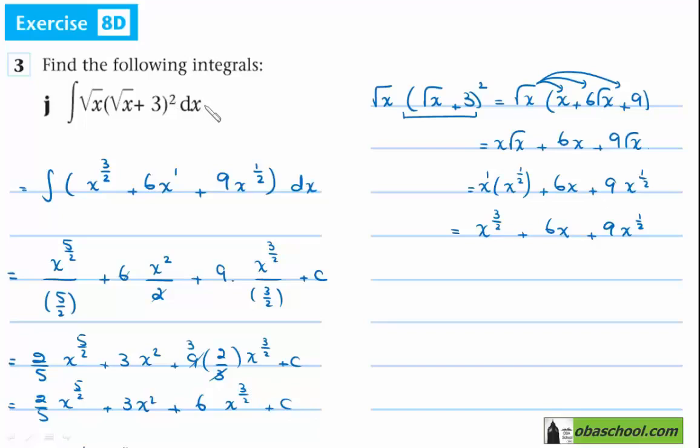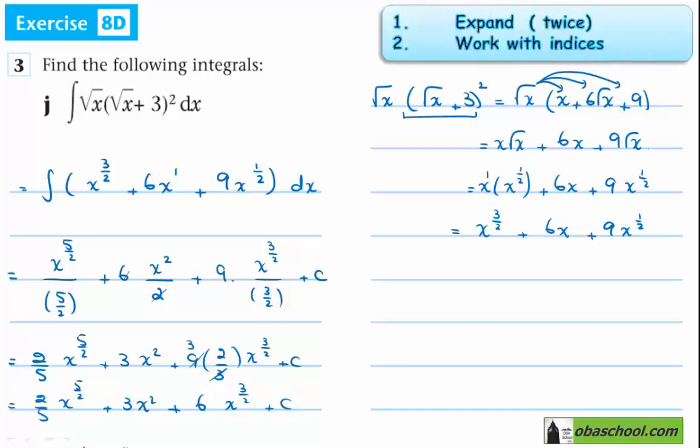As you can observe, in order to be able to integrate this expression, we expanded the expression twice, then we worked with indices.